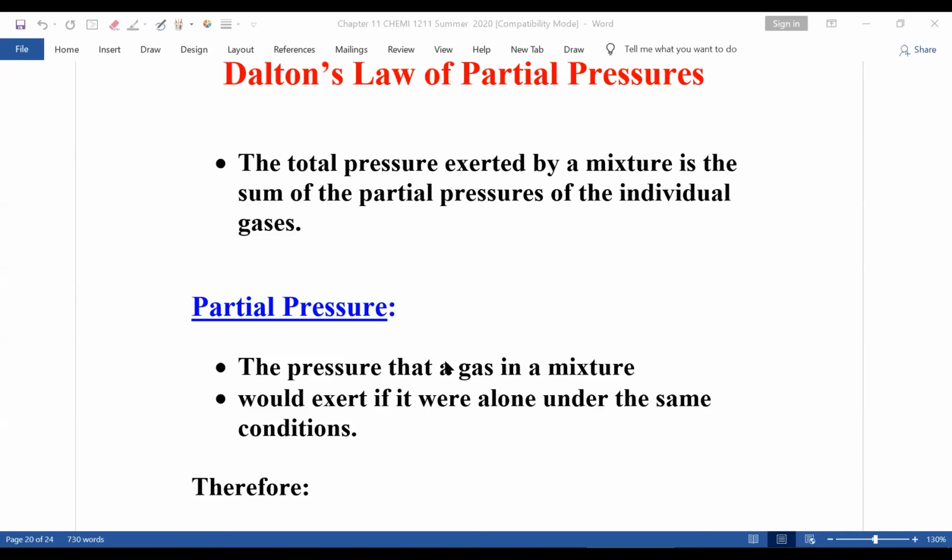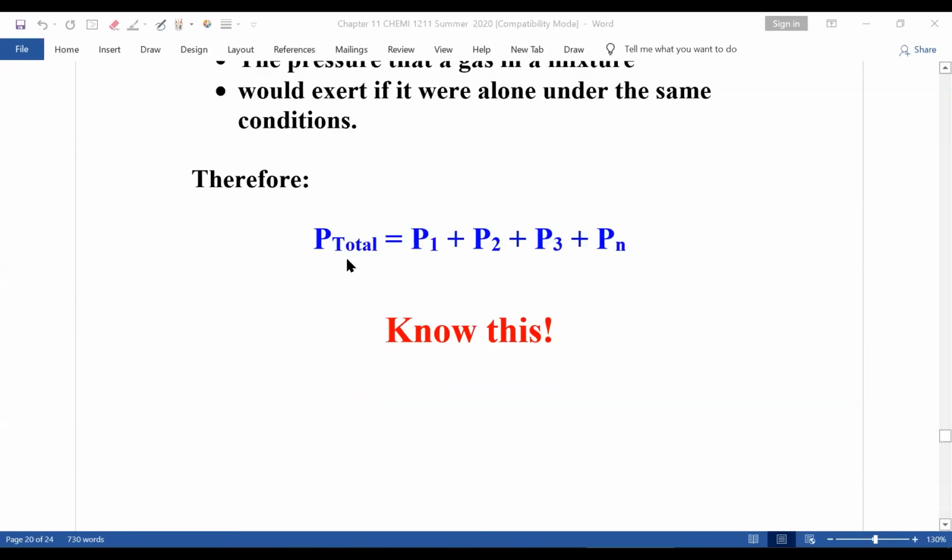Now, Dalton's law, by the way, Dalton is English, if you haven't figured that out, is the following. The total pressure is the sum of all partial pressures. And you should know how to use this. Now, P sub n means if you have 5 gases in a mixture, you'd add each partial pressure, P1, 2, 3, 4, and 5. If there are only 2, you just do P1 and P2.